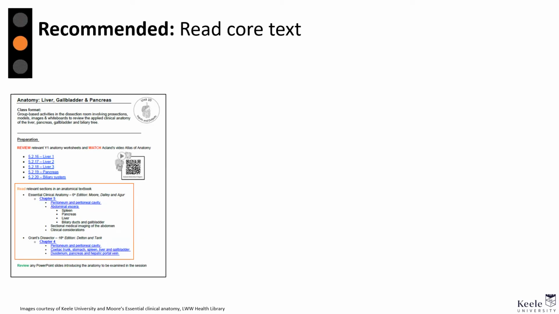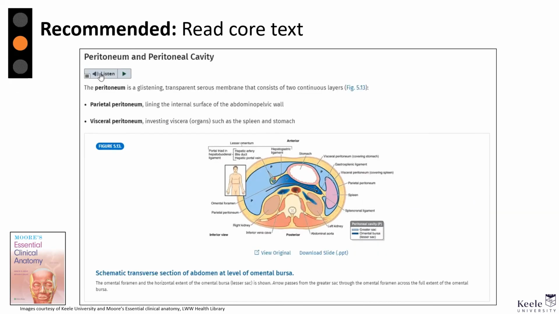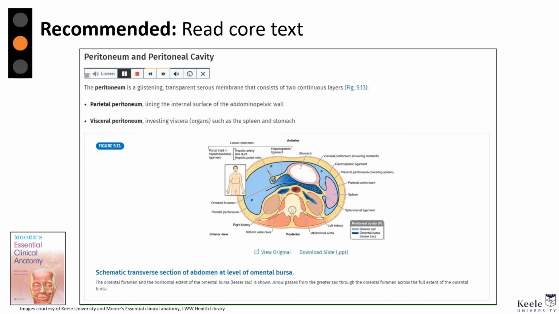Next, the students progress to the recommended section of the pre-work. Here, the students can use the digital version of the handbook to access the ebooks via a hyperlink that takes them to the specific section. The digital versions of these textbooks provided by Lippincott, Williams and Wilkins Health Library also have the option to read the text aloud.